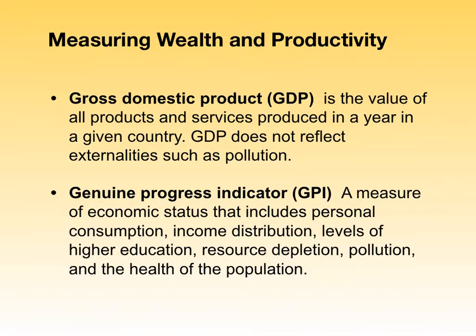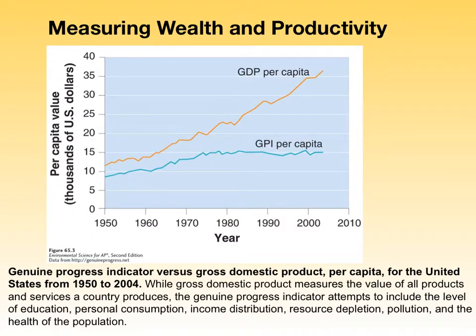GPI. We've seen that GDP is an incomplete measurement of economic status in a country because it only considers production. Some researchers attempt to address the shortcomings of this by using another measurement, which we call the Genuine Progress Indicator, or GPI. It is the measurement of the economic status that includes personal consumption, income distribution, levels of higher education, levels of wealth and population, resource depletion, and pollution. It's easy for me to explain this on a graph.